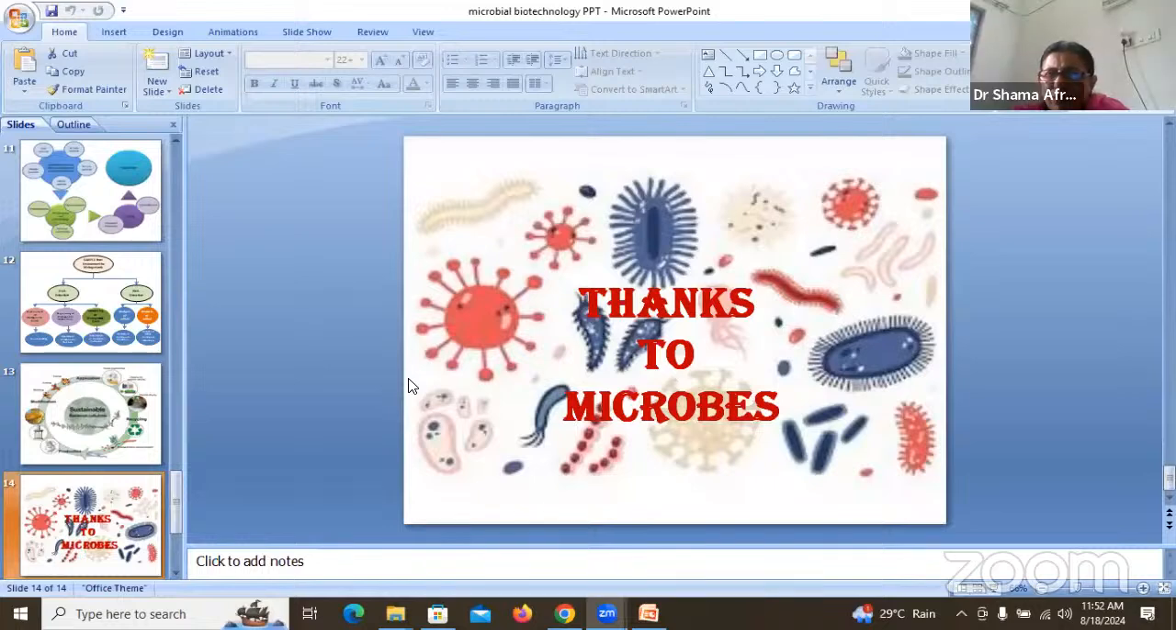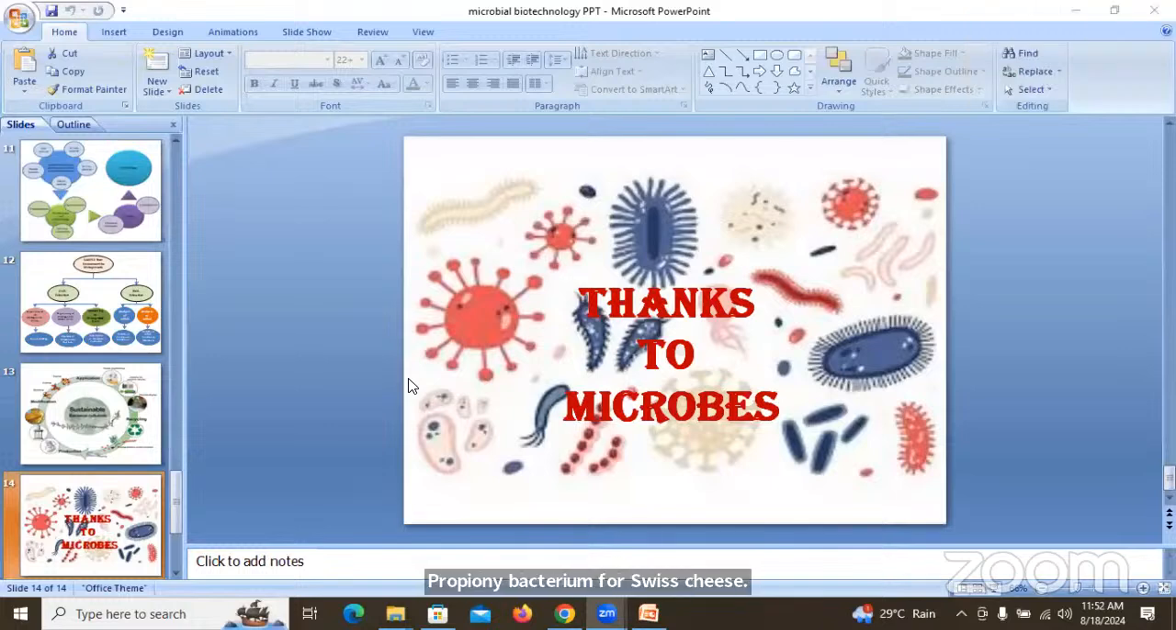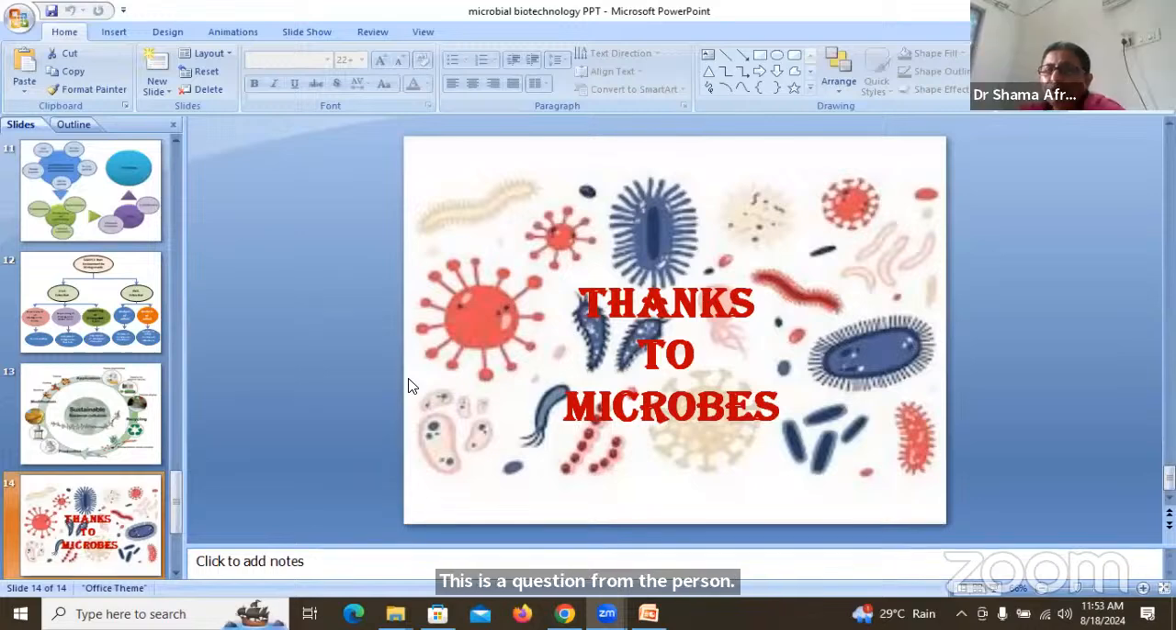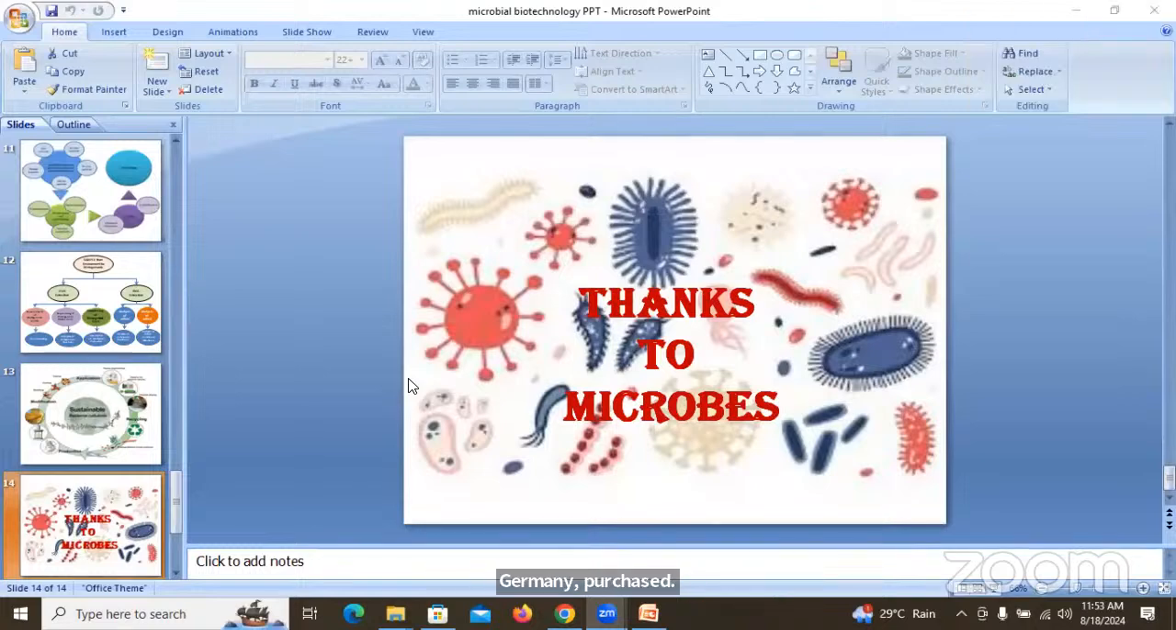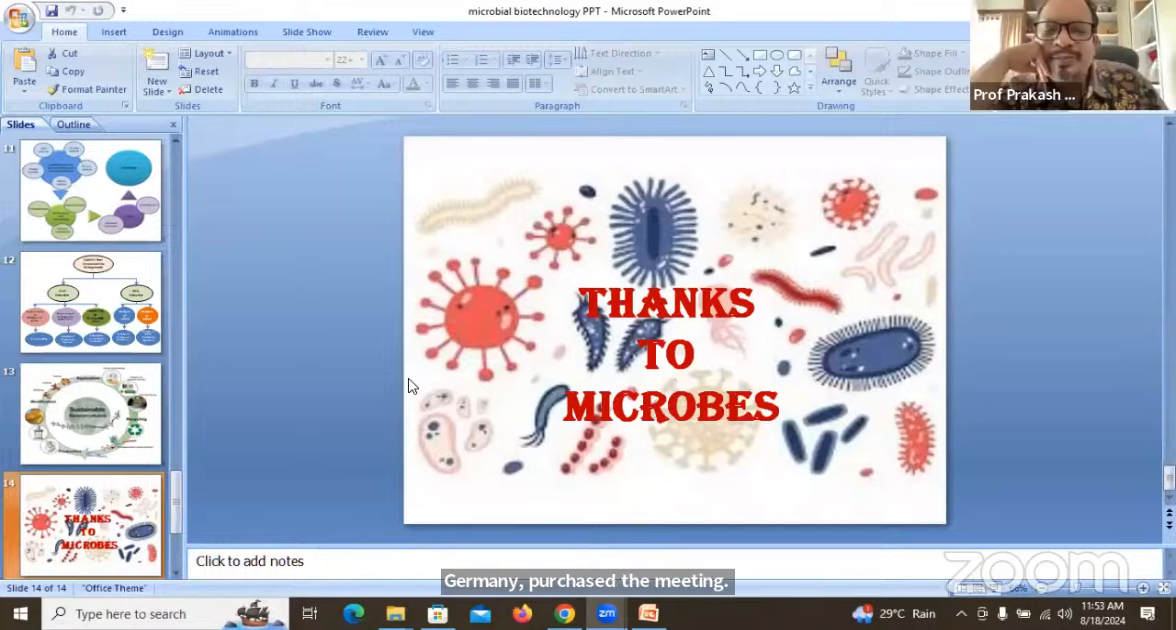Propionibacterium shermani for Swiss cheese. He has asked a question, ma'am: can we use this Propionibacterium for cheese making? Yes, Propionibacterium shermani can be used for cheese making. But what is their shape? Bacillus. Propionibacterium freudenreichii is used for making Swiss cheese.